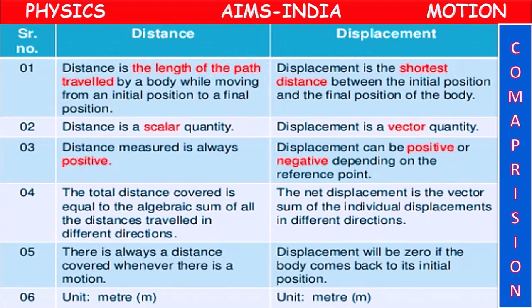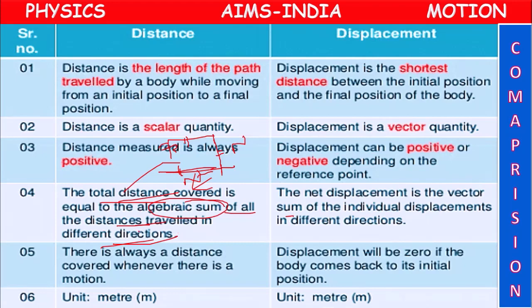Total distance means the sum of all distances in different directions. First they went north, next east, then north, east, north, next they went west, next they came down south. So in this direction how much, in this direction how much, here how much, total we have to add. That algebraic sum is called distance. We take the sum of all distances in different directions.